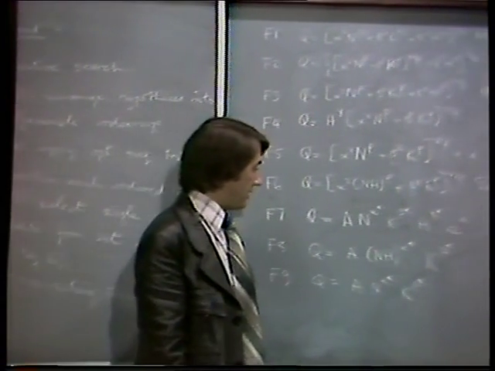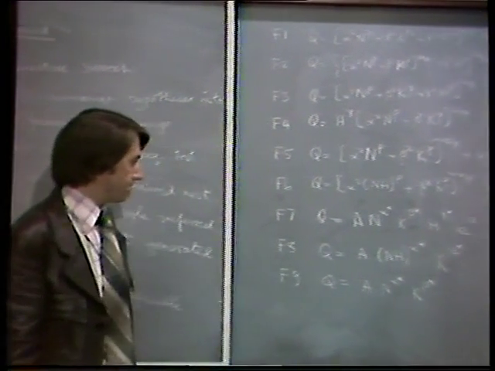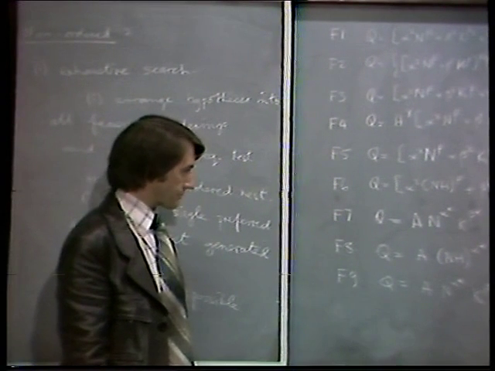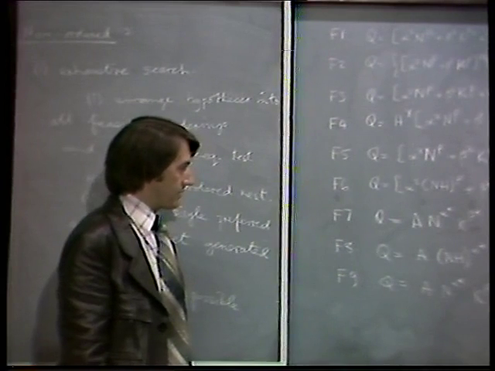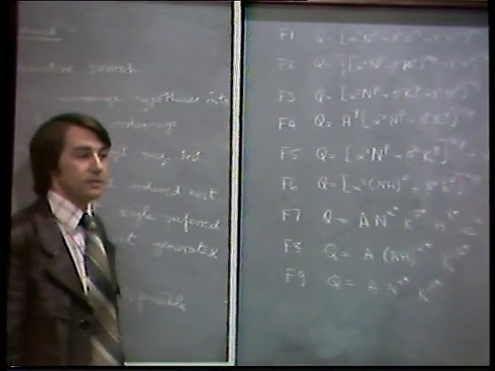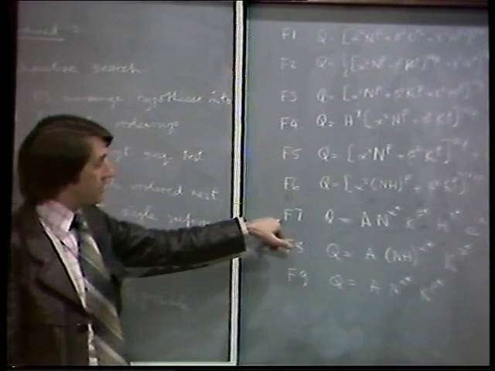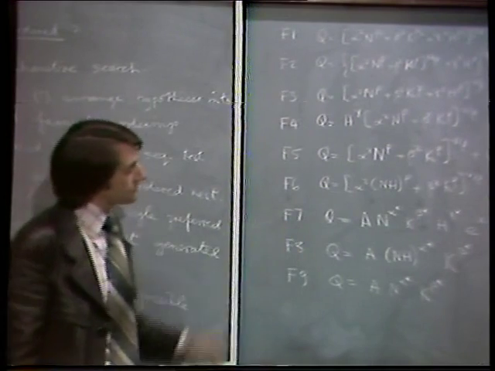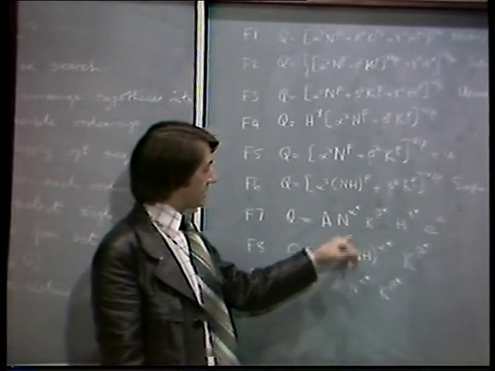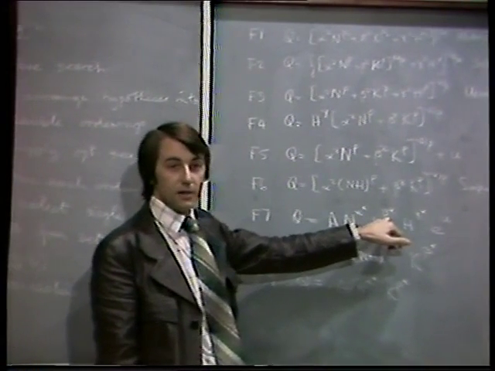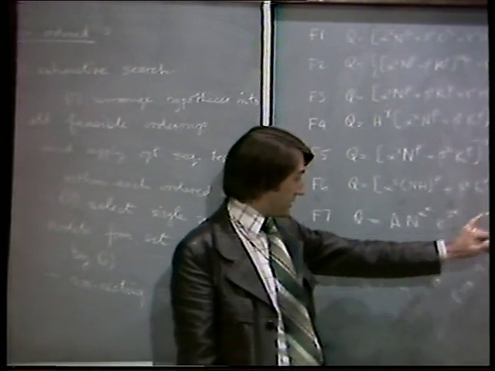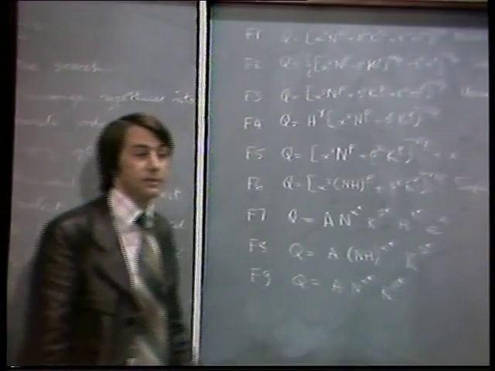Correction. We do in fact have each one of those nested within the most general, which is F7. So F8 is nested within F7 by imposing the restriction that alpha star and beta star are equal. F9 is nested within F7 by imposing the restriction that gamma star is 0.